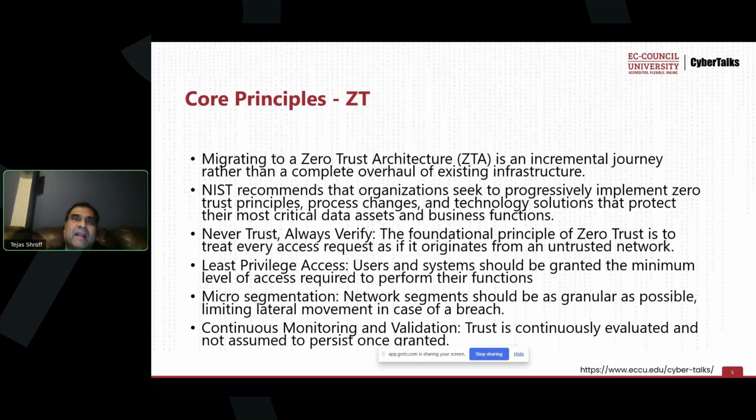Obviously, the tagline still stays: never trust, always verify. Right? That's the foundational principle of zero trust. Every access request needs to be validated as if you're coming in from an untrusted network.